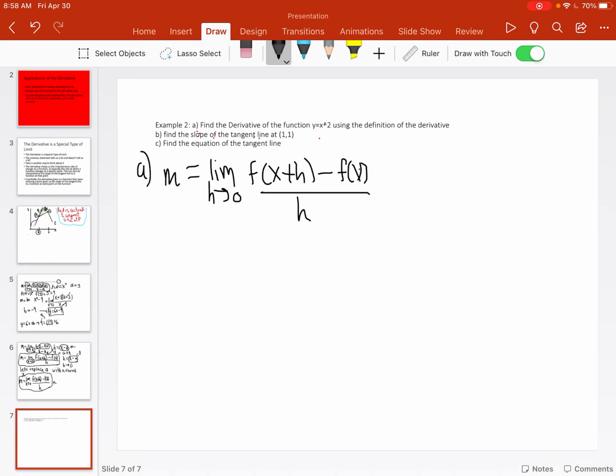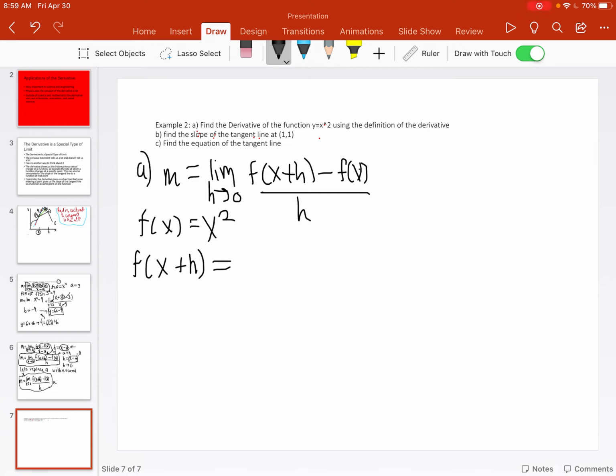Okay, so what do we do? Let's look at the easy part. Well, what's f of x? Well, f of x in this case is obviously, it's given to us in the equation, just x squared. Okay, but what about this f of x plus h? Now, this is where we need to be careful. f of x plus h.